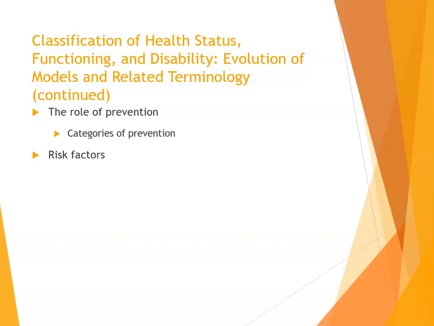The role of prevention: understanding relationships among a health condition, impairments, activity limitations, participation restrictions, and the impact of environmental and personal factors on functioning is fundamental to the prevention and reduction of disability. So there are different categories of prevention, and there are also risk factors. For risk factors for disability, please refer to box 1.6. Again, this should all be reviewed, talking about disability and impairments and limitations of daily activities and participation restrictions, so please make sure that you review those concepts.